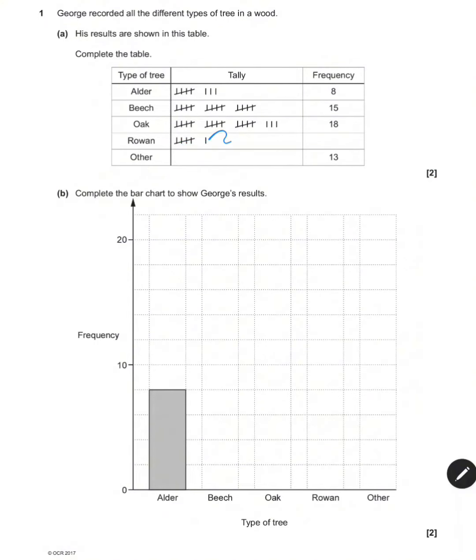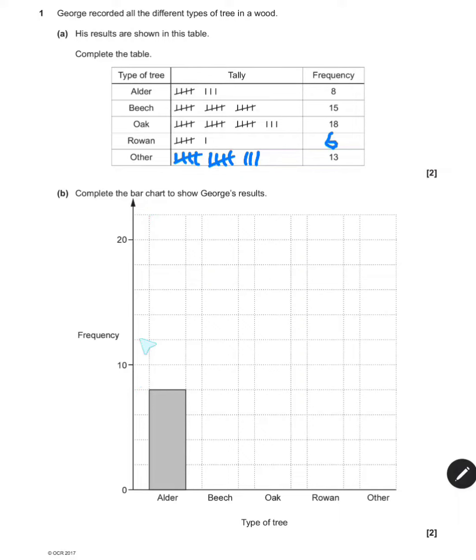Here we've got 5, 6, and then the missing tally chart needs to come to 13. So we've got 1, 2, 3, 4, 5, 6, 7, 8, 9, 10, 11, 12, 13. We're also asked in part B to complete the bar chart.